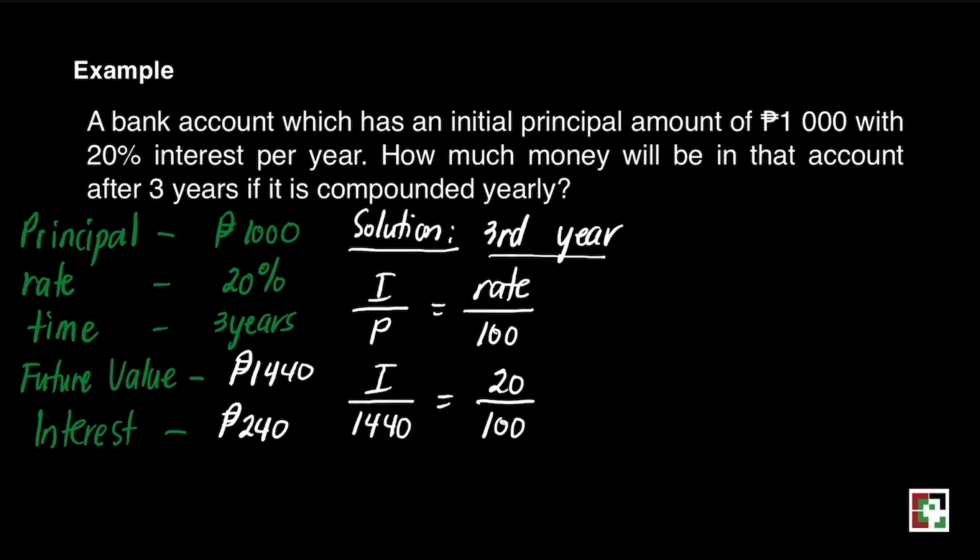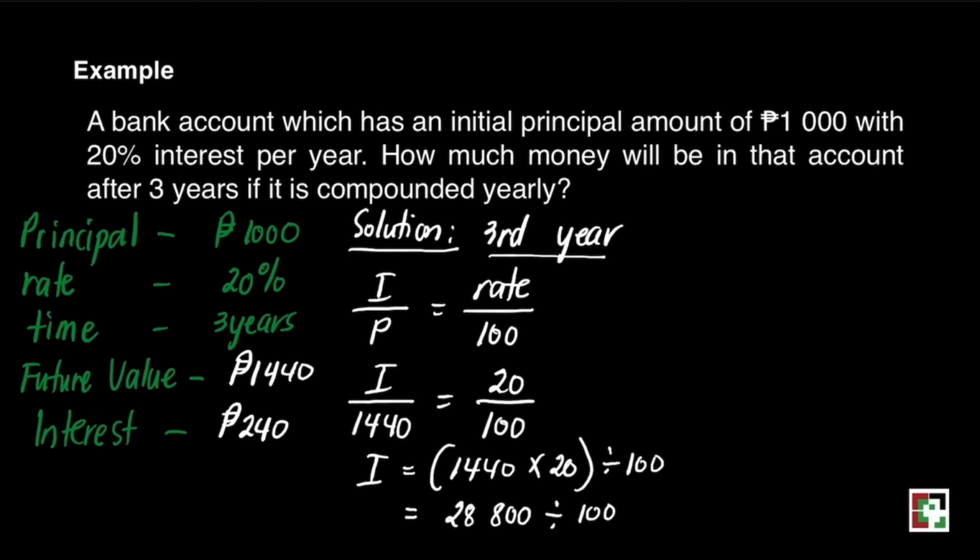If you notice, our principal is changing from one year to the next. Now that's I is equal to 1440 times 20 divided by 100. And that is 28,800 pesos divided by 100, and we'll have 288 pesos as our interest for the third year. So if you notice, the interest for the second year is also different from the third year. Same as with the interest of the first year compared to the second year.